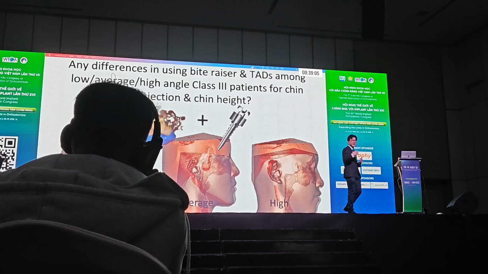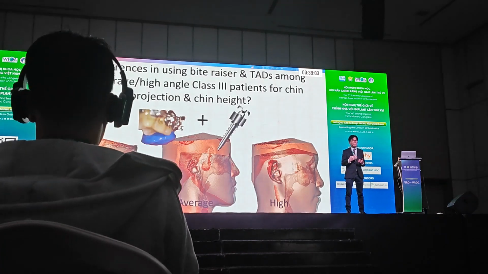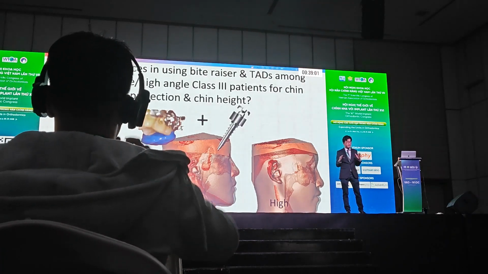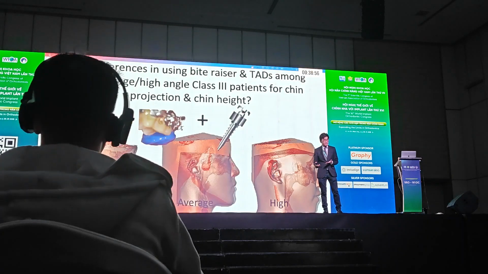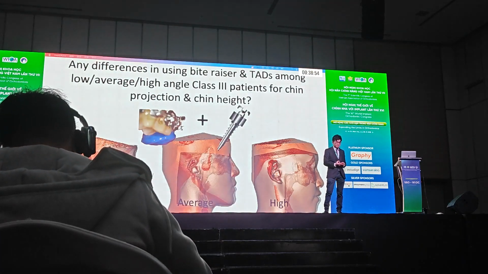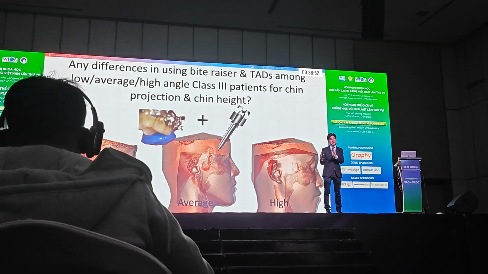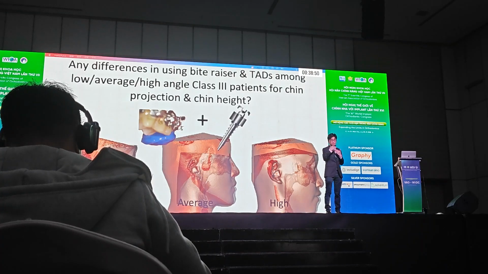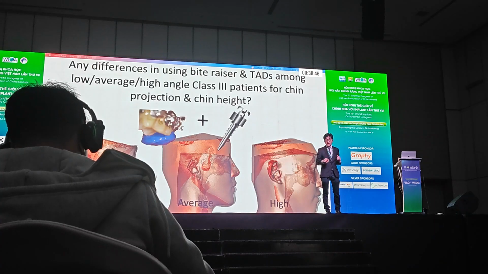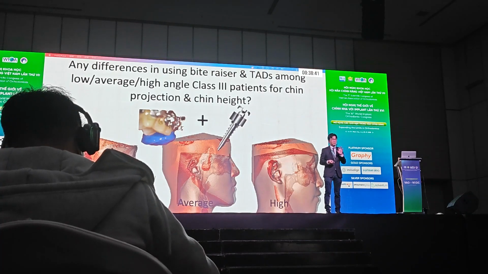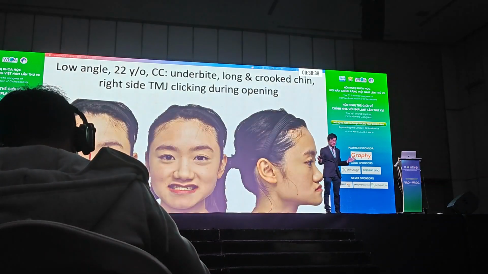So, is there any difference between using biorazors among low-angle, average-angle, and high-angle patients in terms of controlling the chin projection and also the chin height? I think they do have some differences, and that is the purpose I'm here today, to show you what the differences are between those patients.